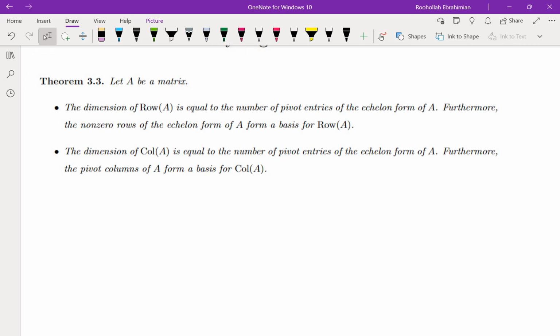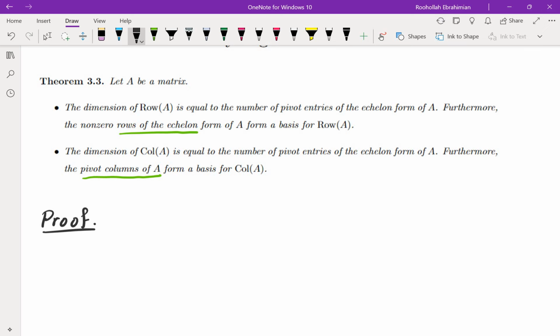And the dimension of the column space is equal to the number of pivot entries, basically the same thing, of the echelon form of A. Furthermore, the pivot columns of A form a basis for column space of A. So notice the difference here. For column space, you'll have to look at pivot columns of A, but here, you'll have to look at rows of echelon form. So that's the difference. Okay, so I'll go over the sketch of proof of this theorem.